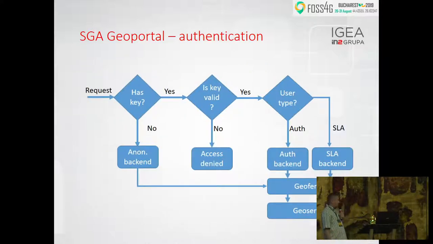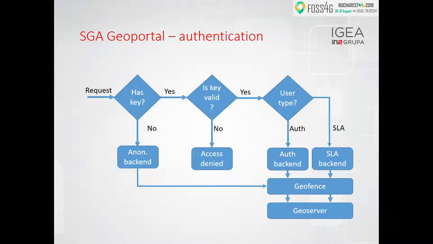So this is the workflow of a request. When a request comes to the backend, which is Java software, we first check if the request has a key inside it. If it doesn't, then it is an anonymous user, so we just forward it to the backend.